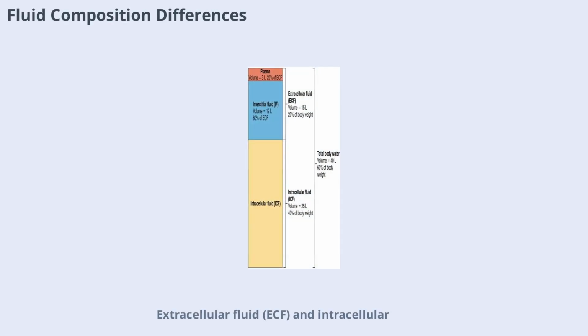Extracellular fluid (ECF) and intracellular fluid (ICF) have distinct compositions. ECF compartments contain similar electrolyte contents, with plasma having higher protein and lower chloride levels. The major cation in ECF is sodium, while chloride is the major anion. In ICF, potassium is the main cation and HPO4 is the major anion. ICF also contains more soluble proteins than plasma. These differences are essential for maintaining cell function and overall fluid balance.